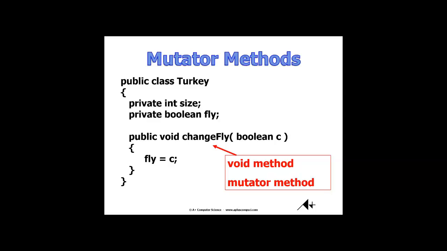So in this example, we have a turkey class. The turkey class has instance variables size and fly. We have a method called changeFly that's going to change the fly instance variable to a new value. Notice that changeFly is a void. It doesn't return anything, and it does have one parameter, the parameter C, which is type boolean.